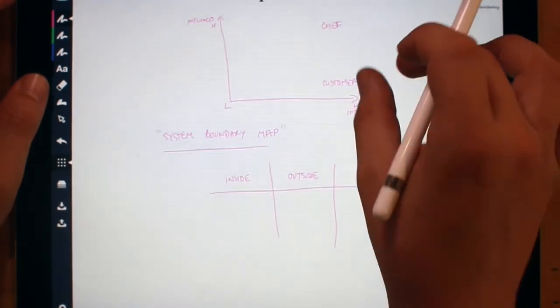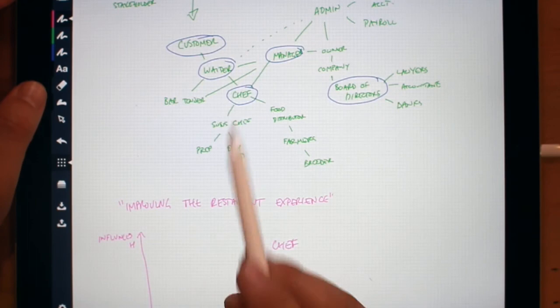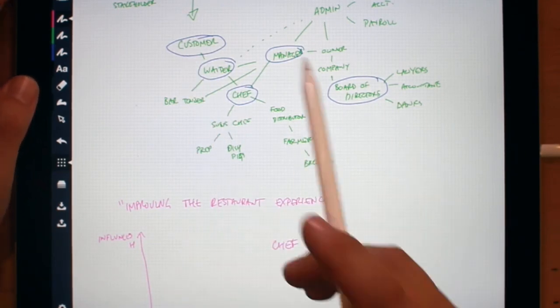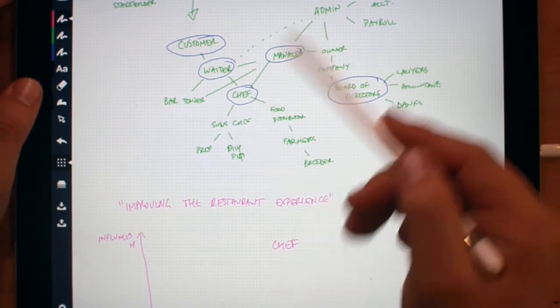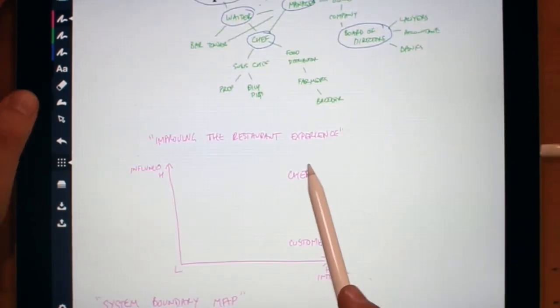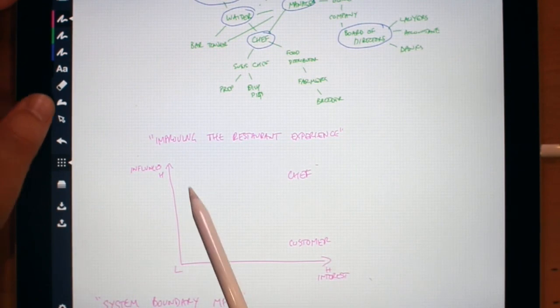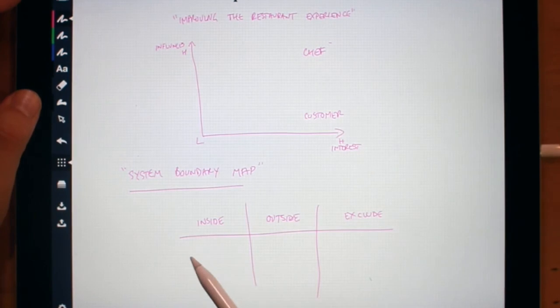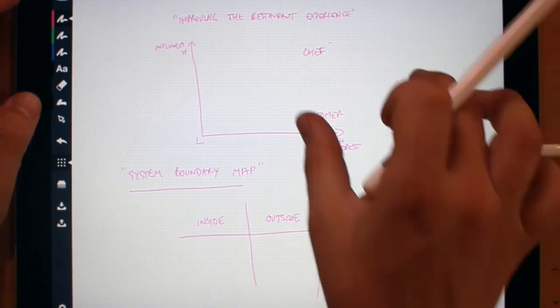If we go back up to our stakeholder map, a good way to run this tute might be to get all of these stakeholders on different post-it notes. And those post-it notes could be put on the whiteboard and you could map out the relationships. And then the post-it notes could also then come onto this map of where you might improve the restaurant experience and then eventually find their way onto the inside, outside, and excluded.